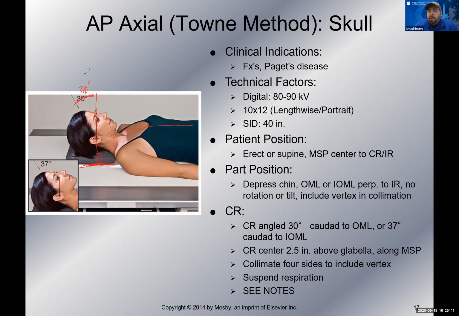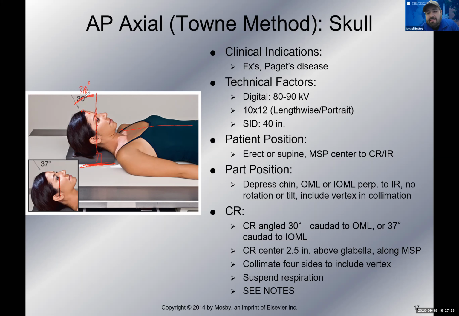Now, if we get the OML perpendicular and we can angle 30 degrees caudad, we're going to center 2.5 inches above the glabella, right? So we find the glabella, and we go 2.5 inches above it. Normally, for most patients, it's going to be where the hairline is, but don't take that for every patient, because some hairlines go higher, go lower, some don't have hairlines. So just pay attention to the 2.5 inches above the glabella. Find that centering point. Collimate to the area of the skull to include the vertex, and you also need at least to get to the mandible, to make sure you get enough of the skull. And then you're going to suspend respiration. So all projections of the skull are going to be on suspend respiration, all right?